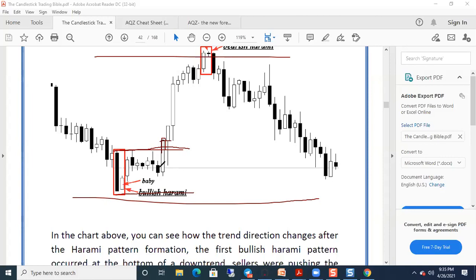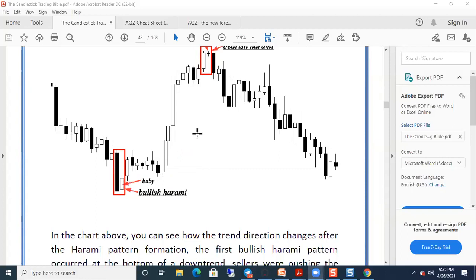Again, AQZ will give us a very sweet entry at the preferred entry. So anywhere within that point, we are basically buyers, right? Again, inside bar. Notice if you had, again, another inside bar at the topmost part.